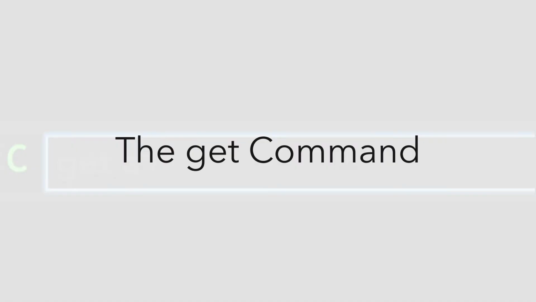The GET command. The GET command will first set a pin as an input and then get its value for you. So for example, GET space A1 will set port pin A1 as an input and then return its current value.